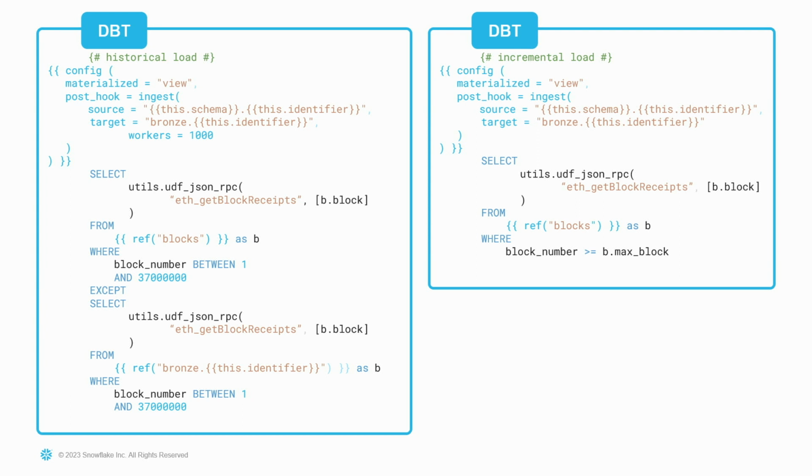So those of you who are experts at DBT might be thinking to yourself, well, these are two different models. Why not combine them? And you can do that, and that's actually what we do in practice. We've combined these models using the isIncremental DBT function. And so now you have a singular model that can handle both historical loads and real-time incremental loads.